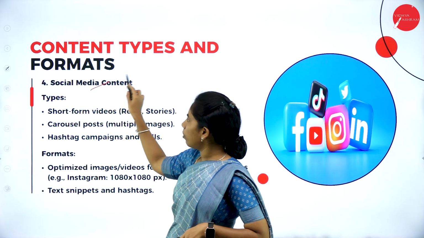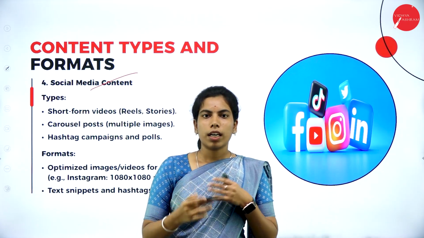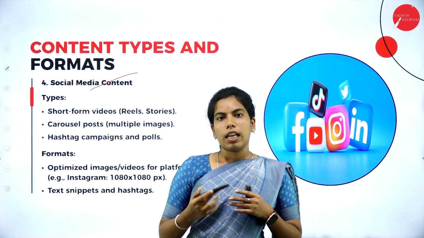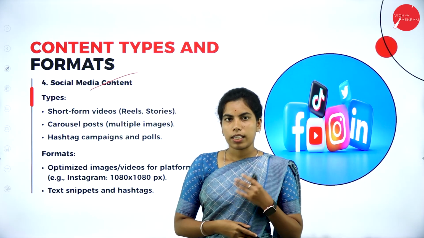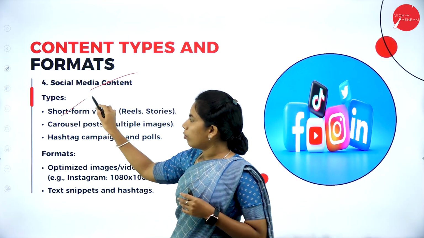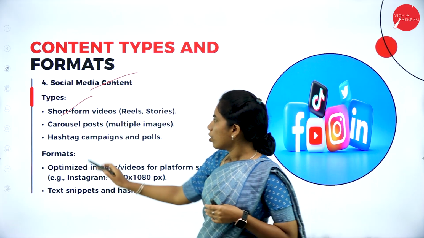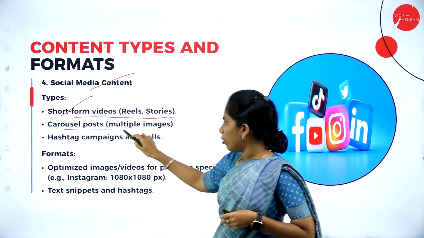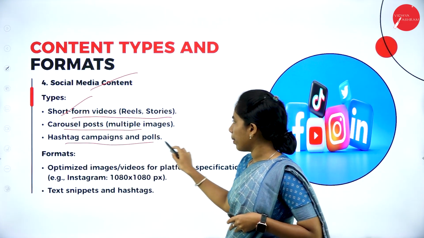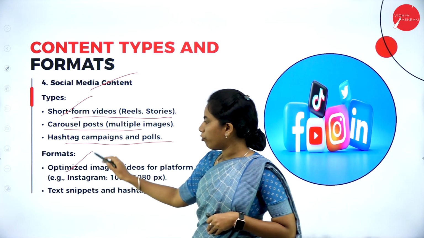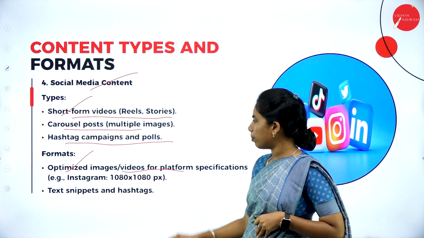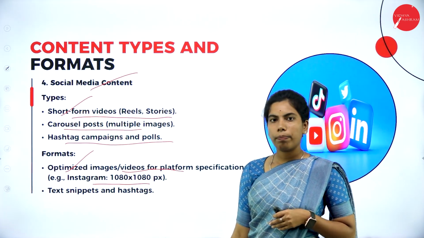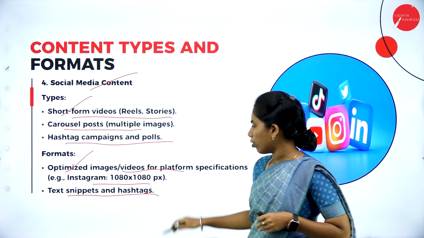So let's see another, social media content. Whenever it comes to social media, we can see Instagram, Facebook, WhatsApp, and also Twitter. Likewise, we can see many more platforms, right? And also Snapchat. So let's see what are all the types of social media content. Short form videos like reels, vlogs, stories, and also carousel posts, multiple images, hashtag campaigns, and also polls. And also formats, we have optimized images and videos per platform, like Instagram 1080 by 1080 pixels. And also text snippets, and also hashtags.